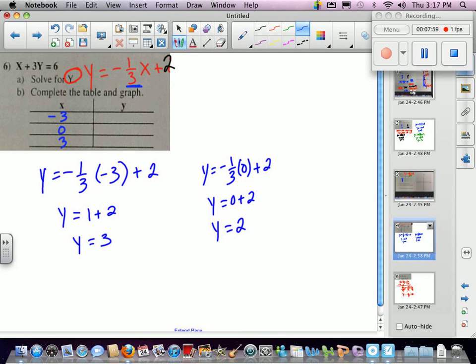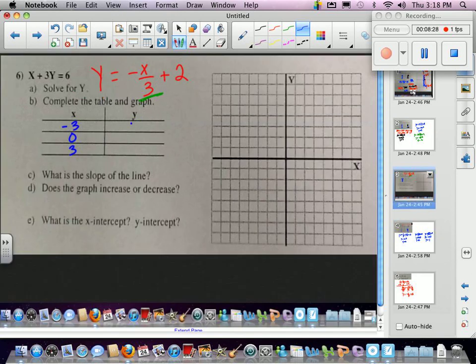And this is y equals -1/3 times, I'm sorry, times 3, plus 2. Let me erase that. So that should have been 3. Okay, so that would give us -1 plus 2, which is 1. So we're going to have 3, 2, and 1 there. Go back to the original problem. 3, 2, and 1.